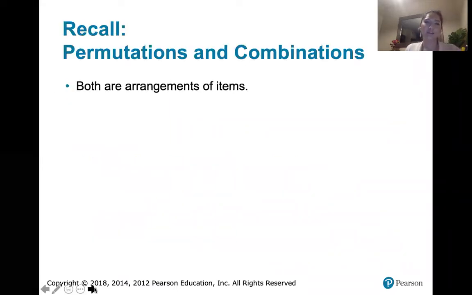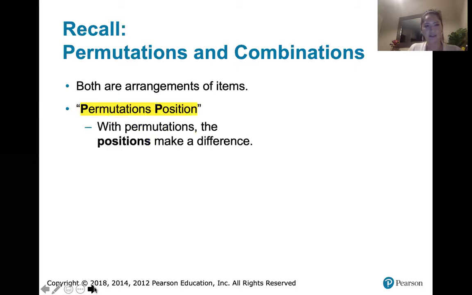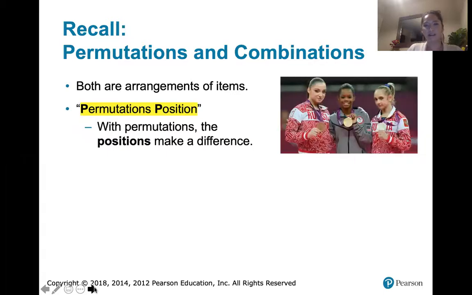So remember that both permutations and combinations are arrangements of items, and permutations deal with position. With permutations, positions make a difference. So here with permutations, order matters. The example I always think of is the gold, the silver, and the bronze at the Olympics. If you are one of these three women, the order that you're selected certainly matters. It will matter to you whether you're selected for the gold or for the silver or for the bronze. And if we switched those medals up, it would be a different permutation.